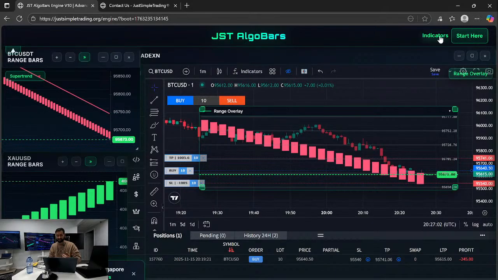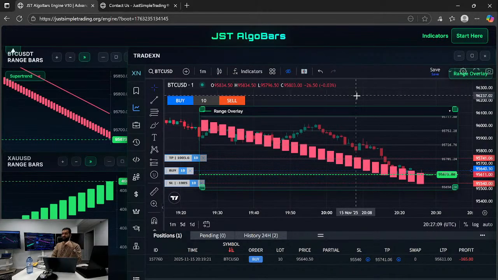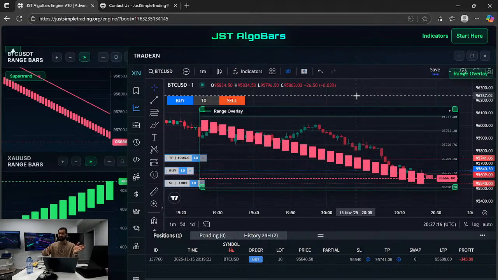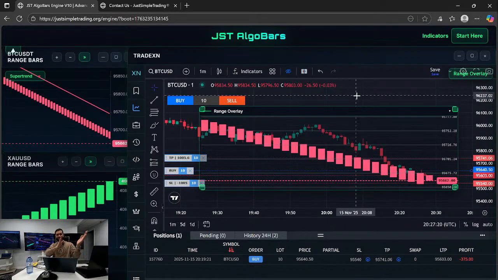There are indicators that go specifically on the range bars, especially the super trend. And now we were even able to integrate the trading platforms we were using, TradeXN and Abato, into our platform. So now it's all on one page. Before, with the YouTube streams, the OGs will remember, you had to go back and forth through different windows: go to the range bars, then go to the trading platform. Now it's all on one screen. It's all there.